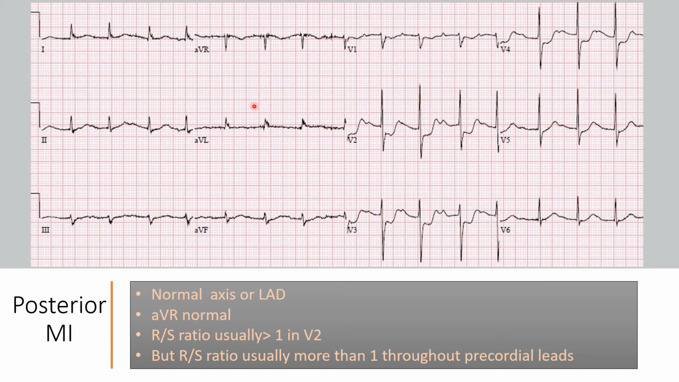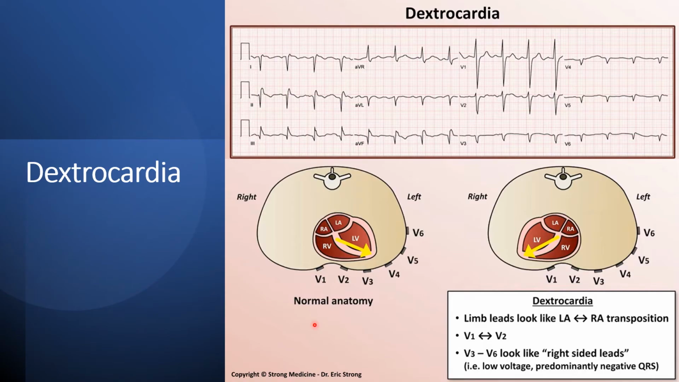In addition, in posterior wall MI, the AVR lead looks just like a normal ECG. The P waves are negative and the QRS complexes are mostly negative in AVR. In lead 1, you will usually see either a normal axis or a left axis deviation, so the QRS complexes are going to be positive and your P waves are going to be positive. The single biggest contender for the right answer in this EKG is dextrocardia. So we're going to talk about dextrocardia.